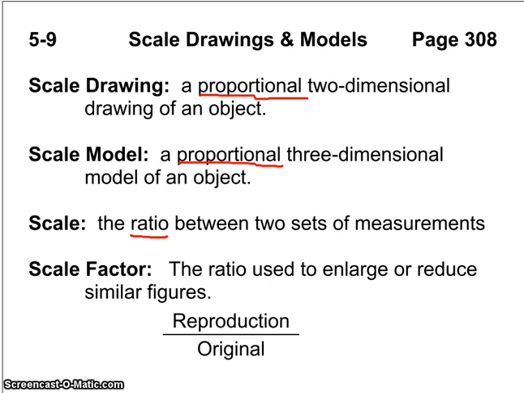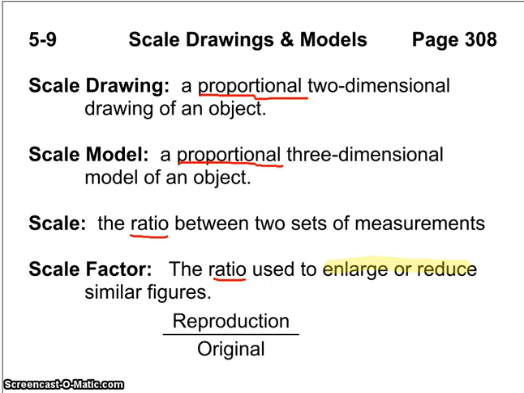And then we also have the term scale factor, which again is the ratio that's used to either, key terms here, enlarge or reduce similar figures. So scale factor, again, is a number or a ratio that is used to either enlarge. So if you say something is 3 times bigger, that would be an enlargement. If I say it is 1/2 times bigger, that would be a reduction.